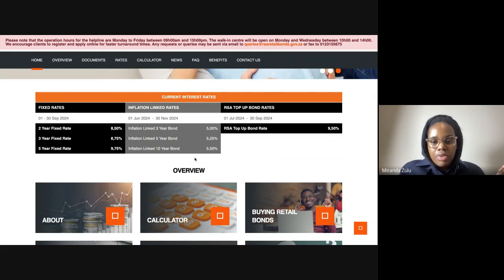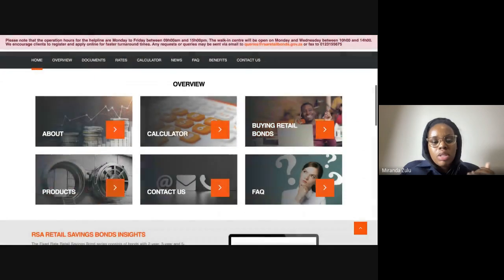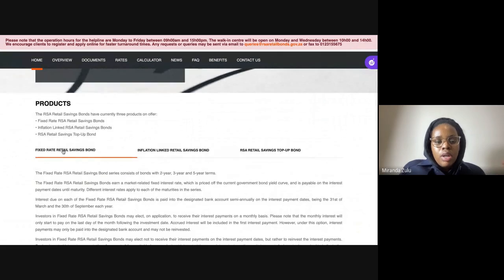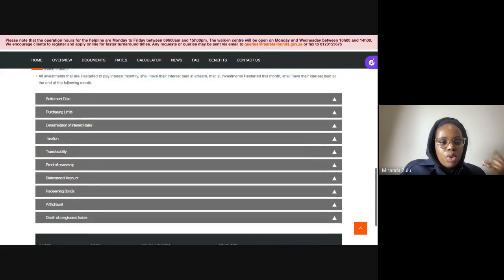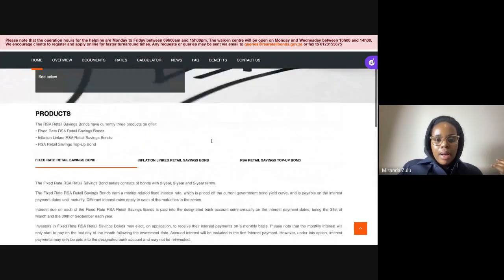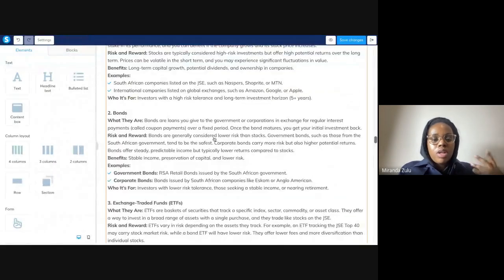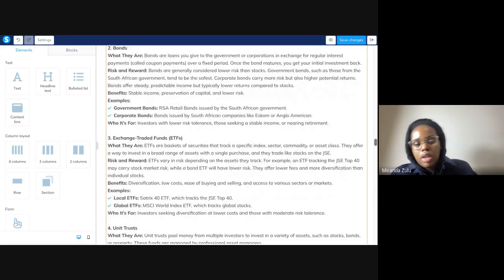Then there are inflation linked rates. Obviously those are a bit lower. If you just look at the products, you can choose whether you're going to do a fixed rate, and then whether you're going to do a flat rate or reinvest at the end of the term, so continue your term. But yeah, those are the government retail savings bonds. I really like them. They're great. You can also buy an ETF of bonds, which is also great to look at. But then there are corporate bonds, from companies like Eskom or Anglo American.